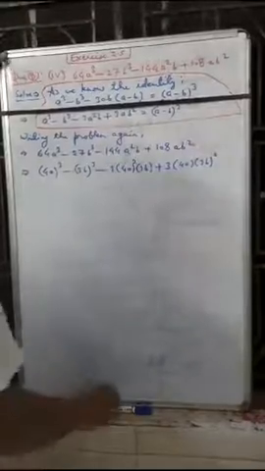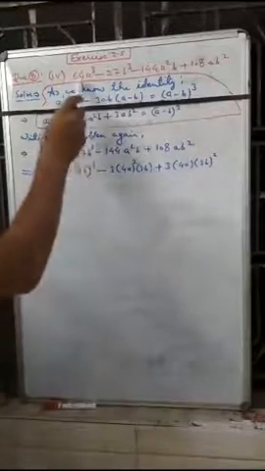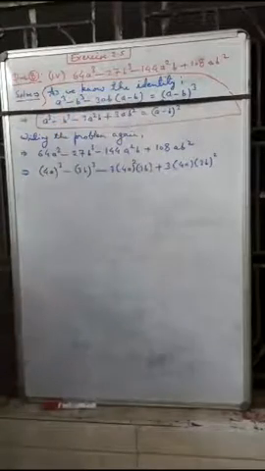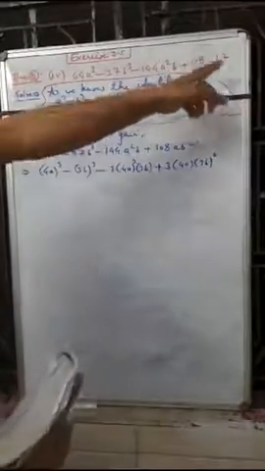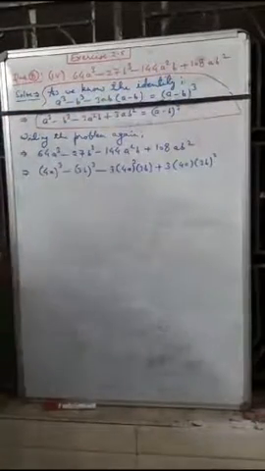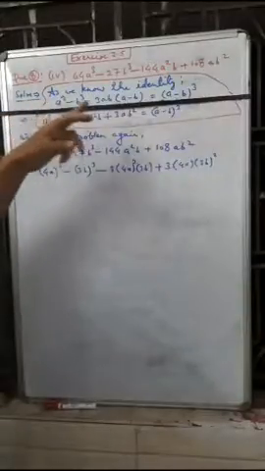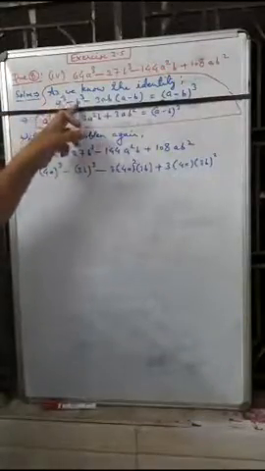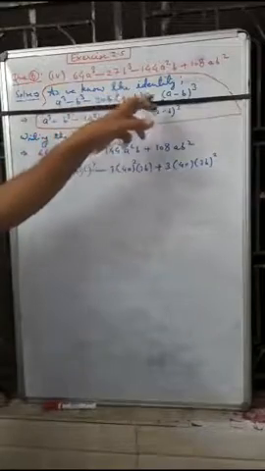Now we are solving question number 8. We have the problem 64a cube minus 27b cube minus 144a square b plus 108ab square. So we have to factorize this polynomial. So we know the identity. In previous classes we have also discussed the identity a cube minus b cube minus 3ab(a minus b) is equal to (a minus b) whole cube.